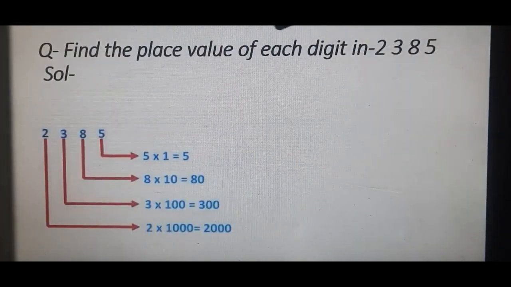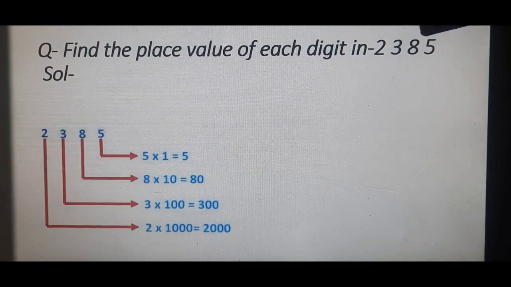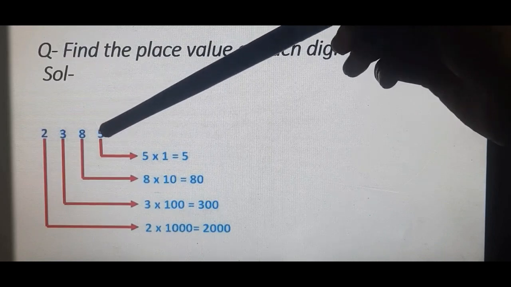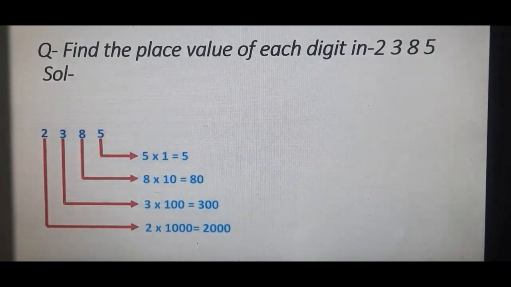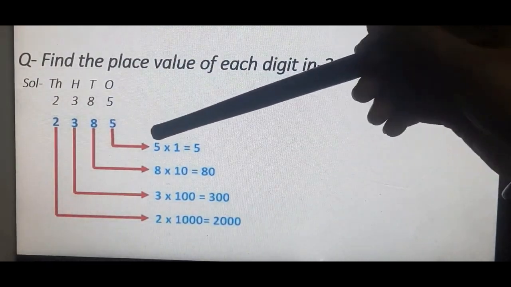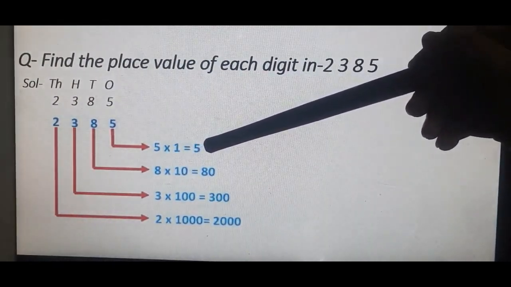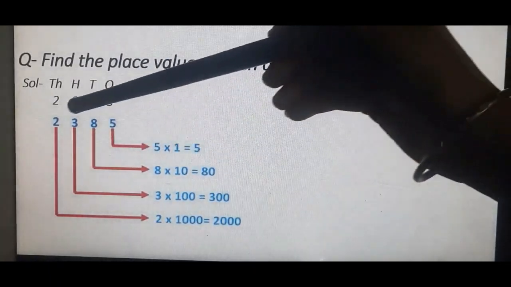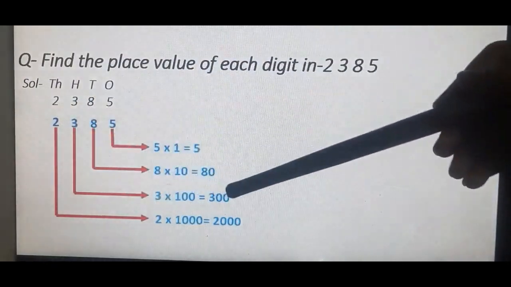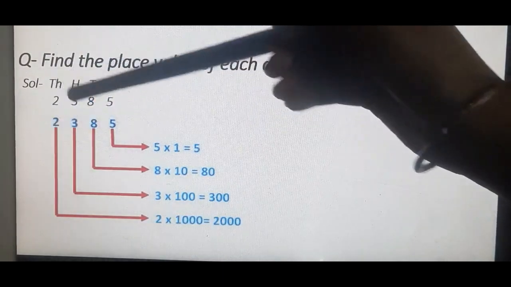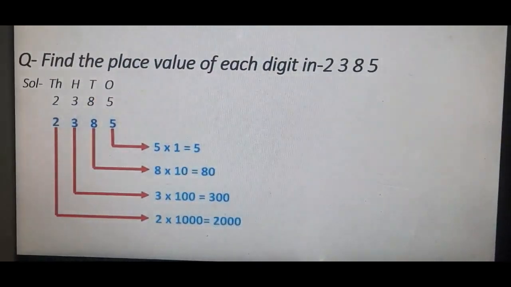Next question is, find the place value of each digit in 2385. So for 2385 we will write down: 5 is at ones place, so its place value is 5 only. 8 is at tens place, 8 into 10, that is 80 only. 3 is at hundreds place, 3 into 100, so place value of 3 is 300. And place value of 2, 2 into 1000, that is 2000. Understood?